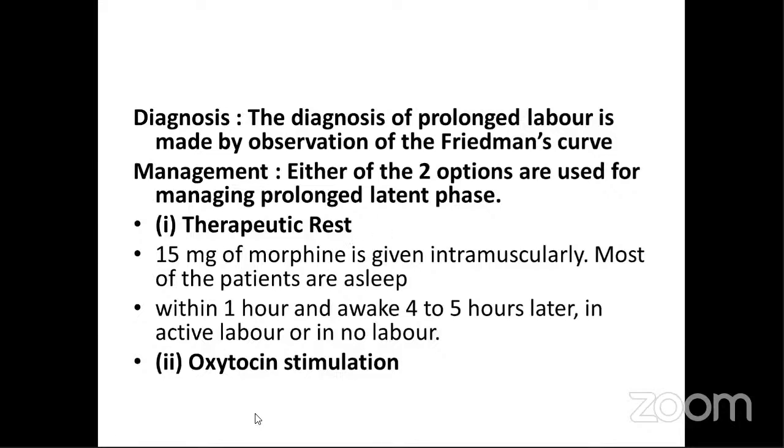Nowadays we don't want to wait. Sometimes the patient is already prepared for delivery and is in the hospital. In that case we go ahead with induction of labor, or we accelerate the latent phase by oxytocin stimulation, or use another oxytocic agent like a prostaglandin. We use prostaglandin gel, the PGE1 gel, the PGE2 gel, or PGE1 misoprostol, to augment or stimulate a prolonged latent phase of labor. So these are the options for management.